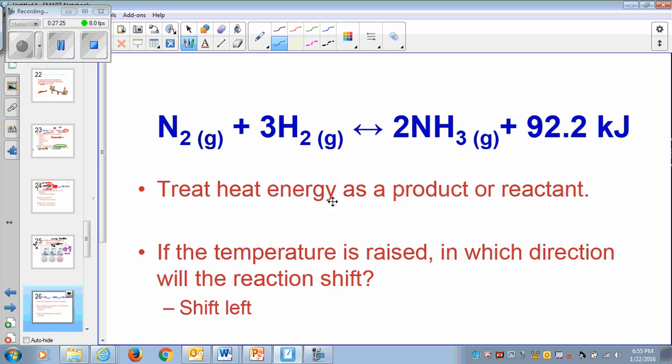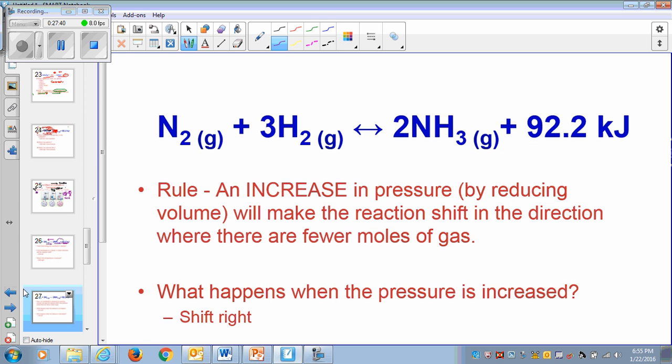So treat the heat energy as a product or a reactant. So same thing again, I have its product right here. So these two combine to give you this. So if I'm heating it, I'm favoring it this direction. If I'm cooling it, I'm favoring it this direction. So that's all you need to know.